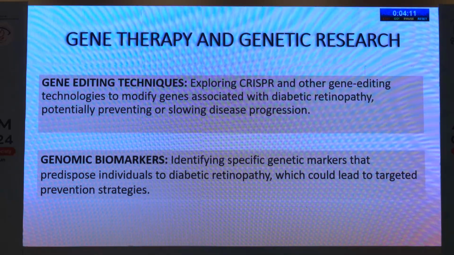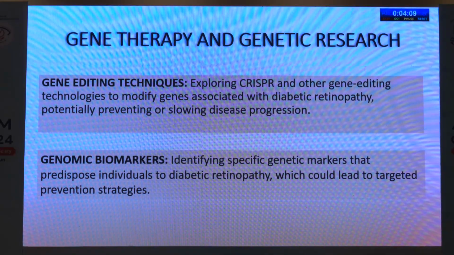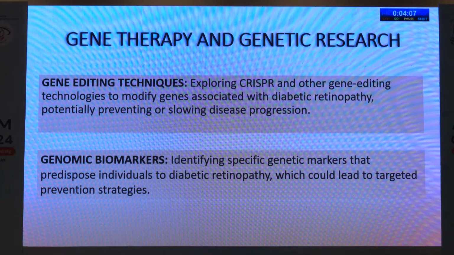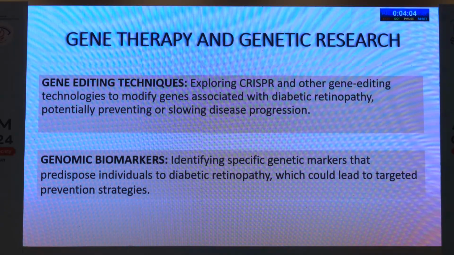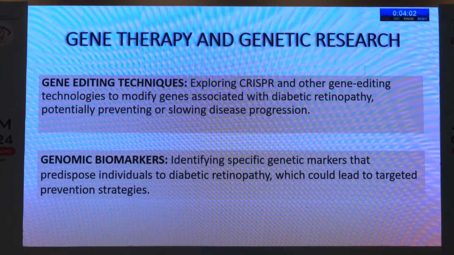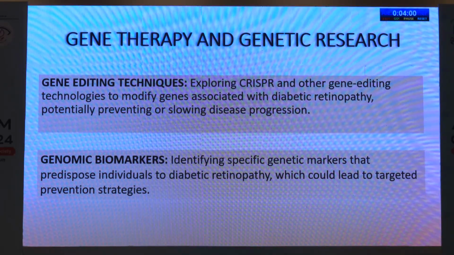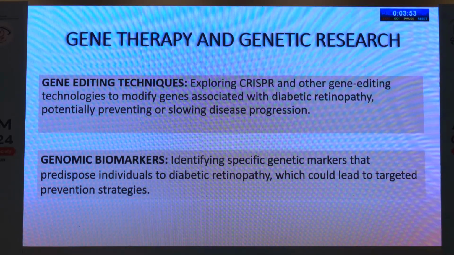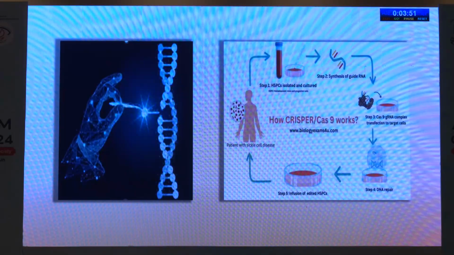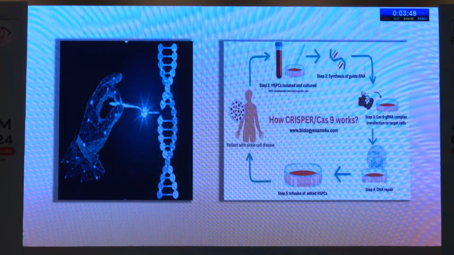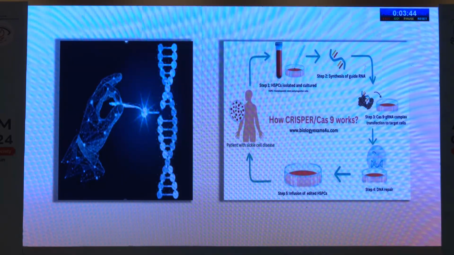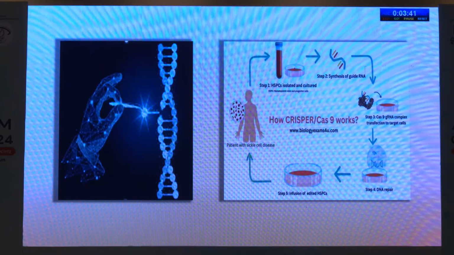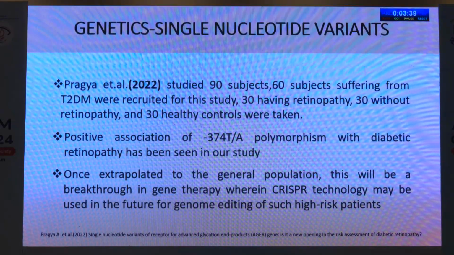Before that, we all know what genomic biomarkers are. Genetic biomarkers are the ones which predispose individuals to a particular disease, say in this case, diabetic retinopathy, which could either lead to prevention or slow the process. And by genetic editing techniques like CRISPR, as this chart shows, we can catch hold of that area and probably rectify the gene. A diabetic person may have diabetes but will not develop diabetic retinopathy.